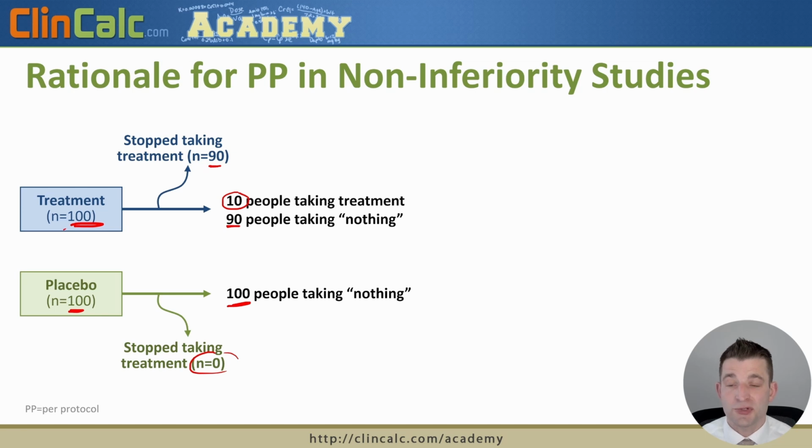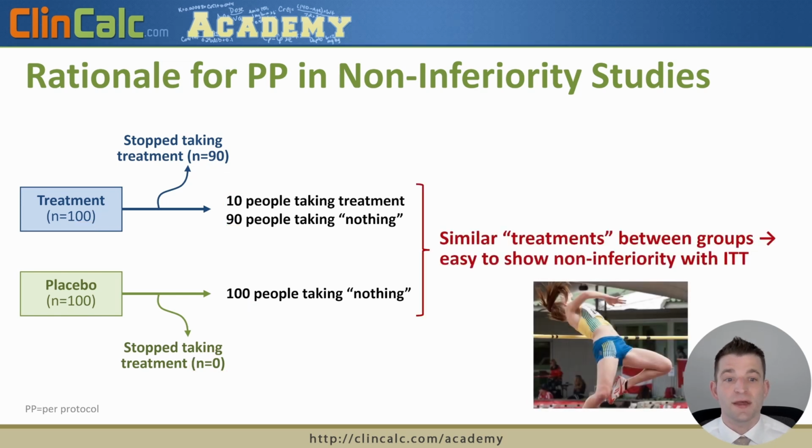What's going to happen then is that when we analyze our data, our treatment group is going to look really, really similar to our placebo group because effectively our independent variable is not different. We intended to have an independent variable of treatment versus placebo, but too many people in the treatment arm were similar to placebo arm because they didn't take our therapy. So because of the similarities in treatment between the groups, it would be very easy to show non-inferiority if we used an intention to treat study design. So for that reason, for non-inferiority trial design, we prefer a per protocol analysis because it captures this bias of patients potentially not taking the treatment that we assigned to them.